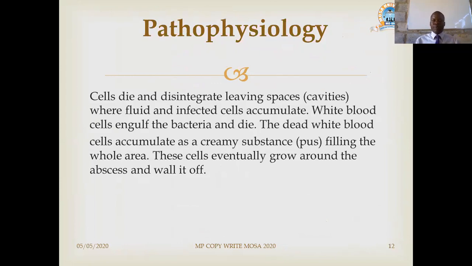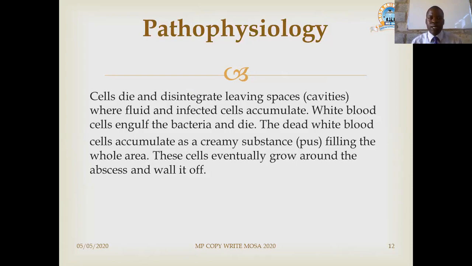Let us look at the pathophysiology. What normally happens when someone has liver abscess? Cells die and disintegrate, leaving spaces or cavities. Like I was explaining in my previous slide, when cells die, the area where they've died normally leaves a space which we describe as a cavity, where fluid and infected cells accumulate.